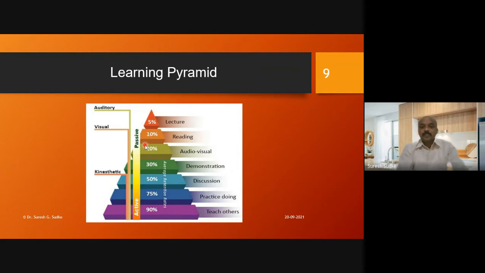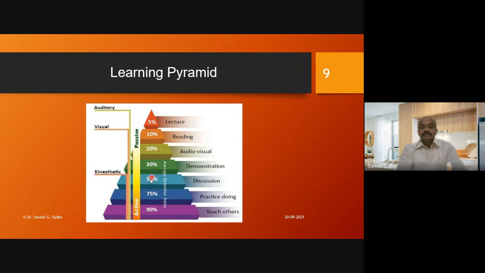And when we are using audio visual, the retention of knowledge increases. So when we are providing a video to our students and they listen carefully, what will happen? The knowledge retention level keeps increasing. And when we are providing them demonstrations and hands-on practice, that will enhance the retention to 30%.